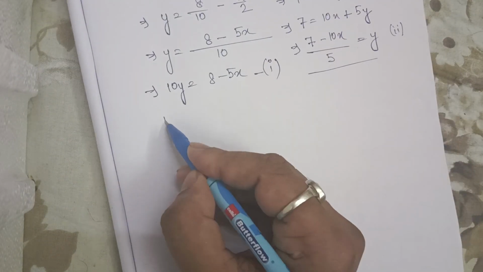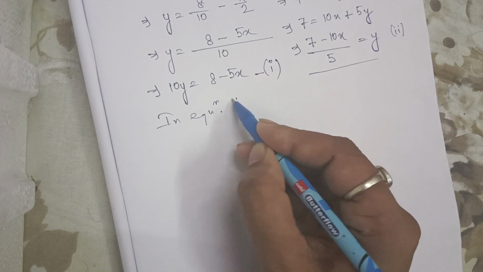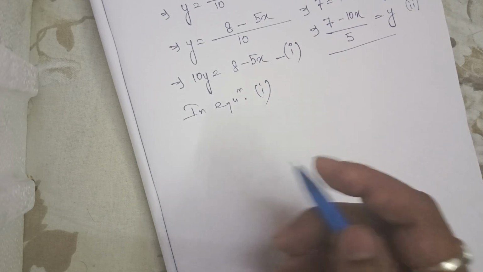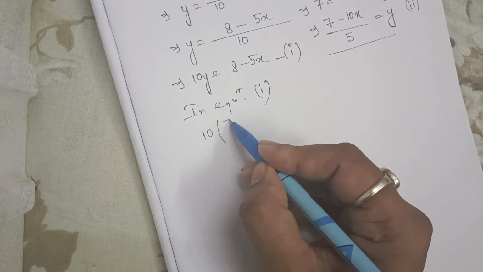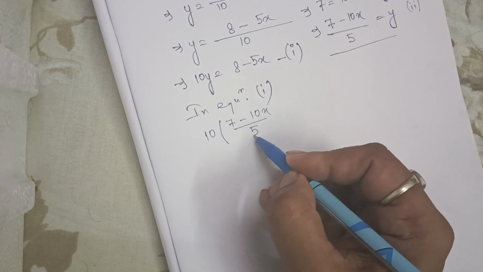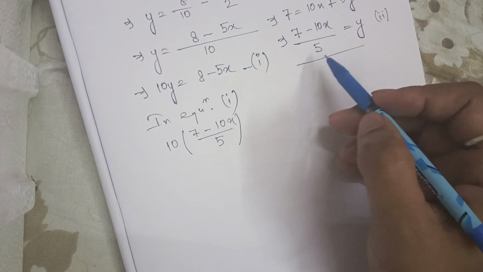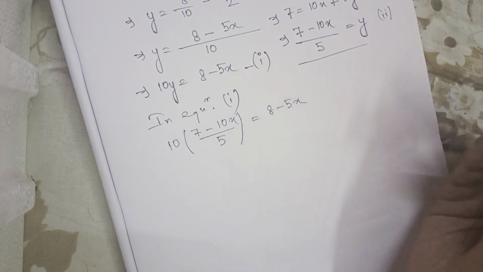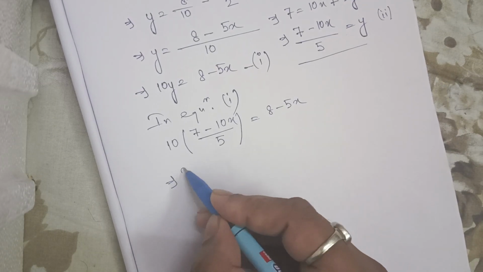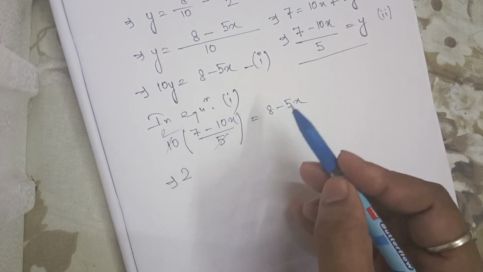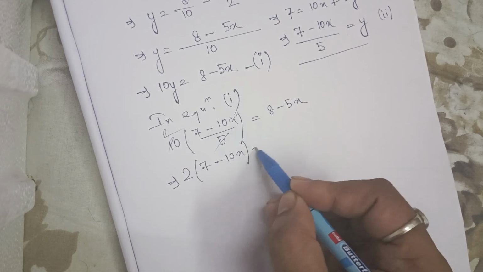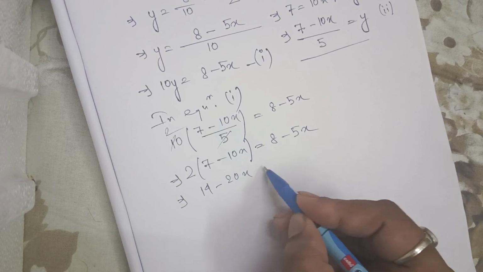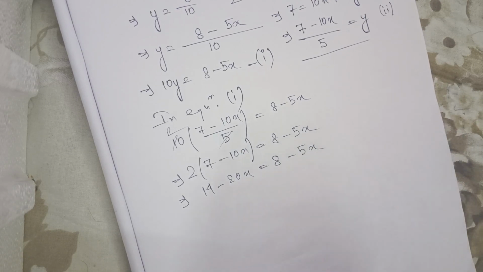Now in equation 1 we'll substitute the value of y in terms of x. So 10 into (7 minus 10x) by 5, as we have earlier found that y equals (7 minus 10x) by 5, equals 8 minus 5x. So 5 2s are 10. 2 into (7 minus 10x) equals 8 minus 5x. So 14 minus 20x equals 8 minus 5x.